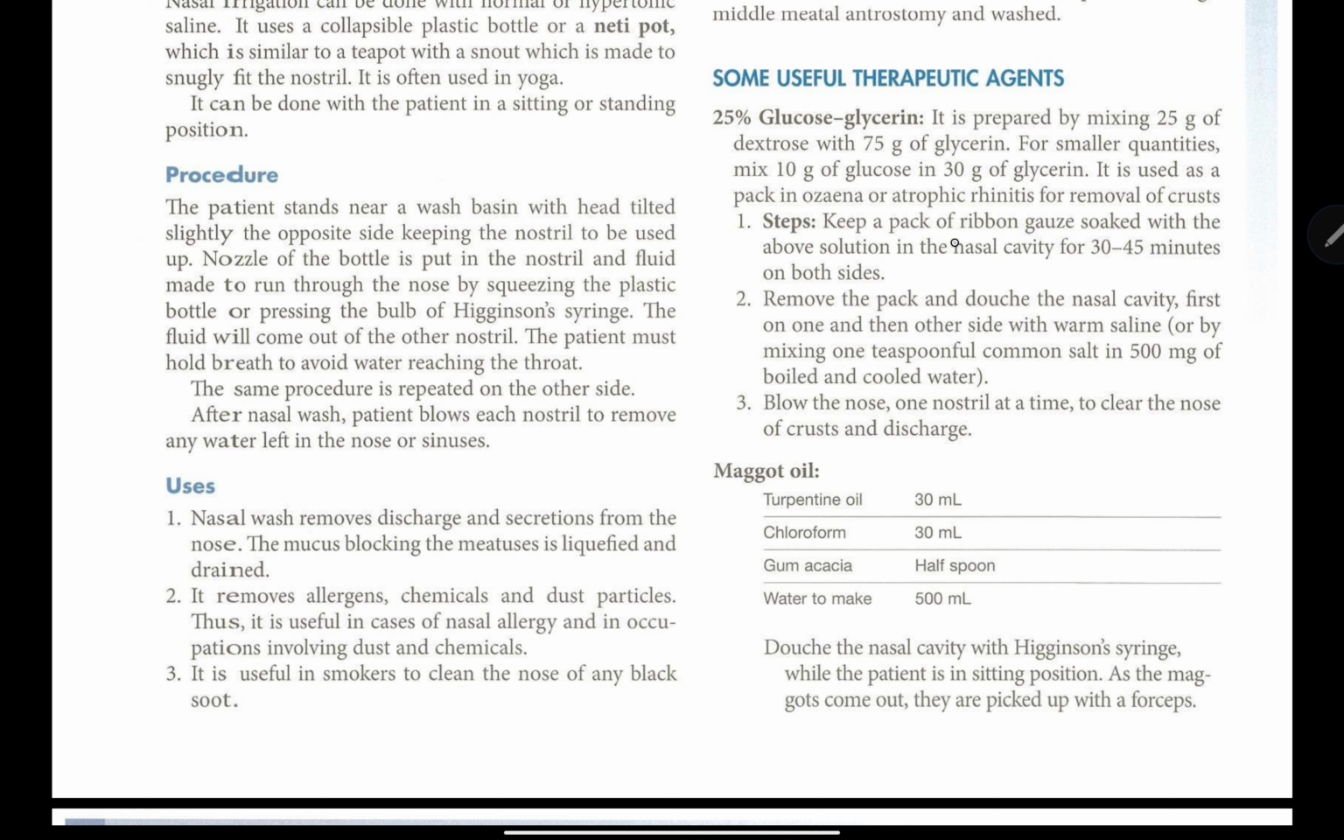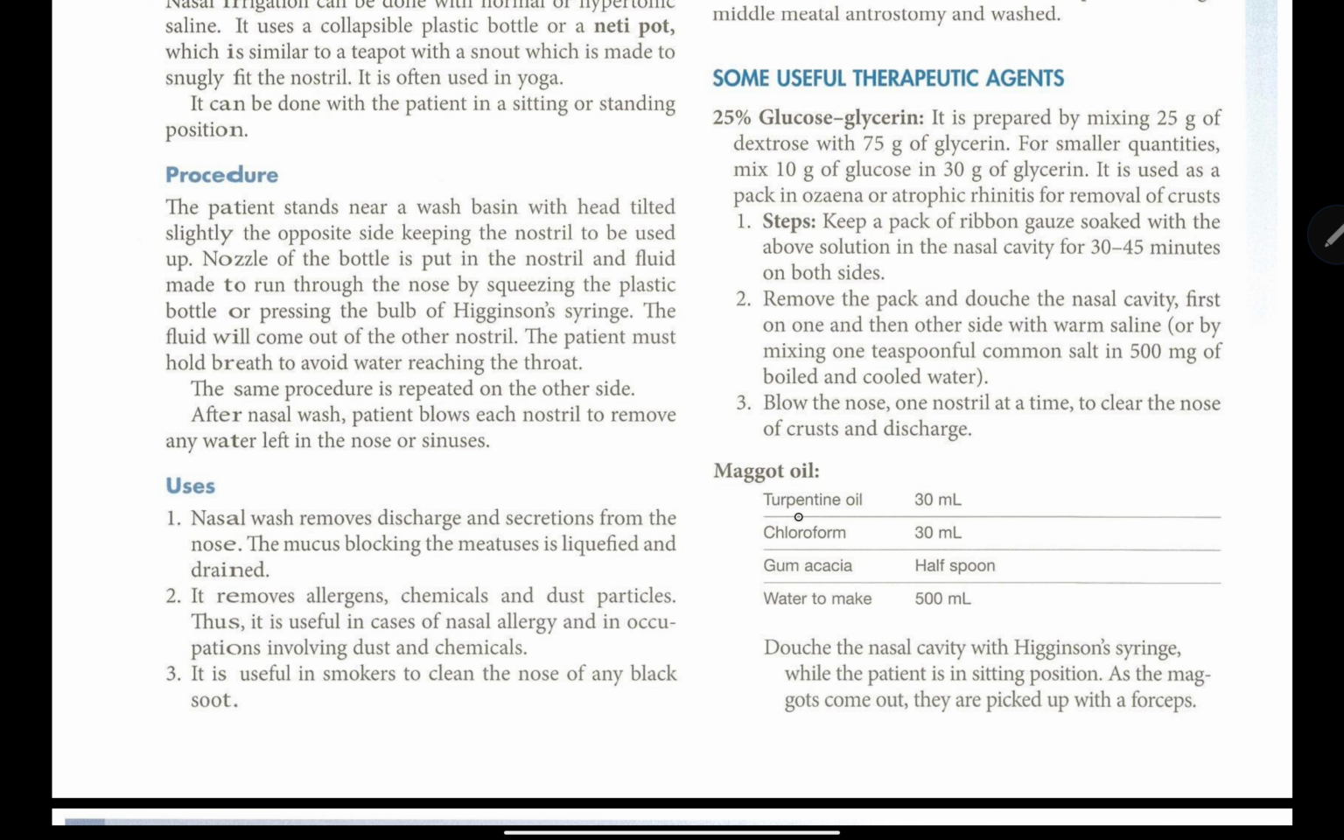Steps: keep a pack of ribbon gauze soaked with the solution in the nasal cavity for 30 to 45 minutes on both sides. Remove the pack and douche the nasal cavity, first one side and then the other, with warm saline or by mixing 1 teaspoonful common salt in 500 ml of boiled and cooled water. Blow the nose one nostril at a time to clear the nose of crusts and discharge.